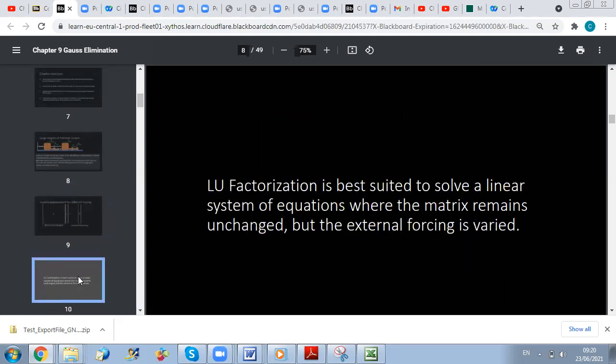So in summary, LU factorization is best suited to solve a linear system of equations where the matrix remains unchanged while the external forcing is varied.